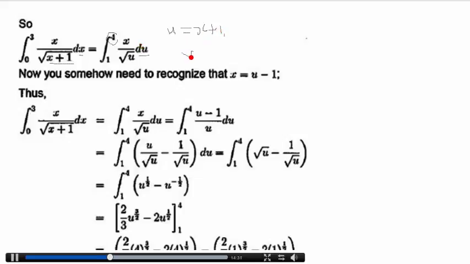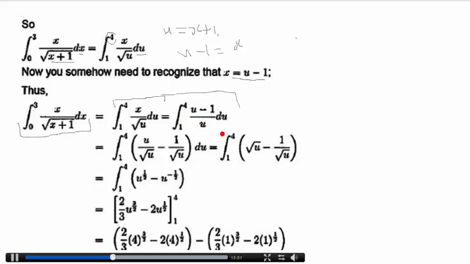So in our case, u minus 1 is equal to x. I took this plus 1 to the other side, which became minus 1. So x is equal to u minus 1. Thus we have written this exact same question in terms of u.